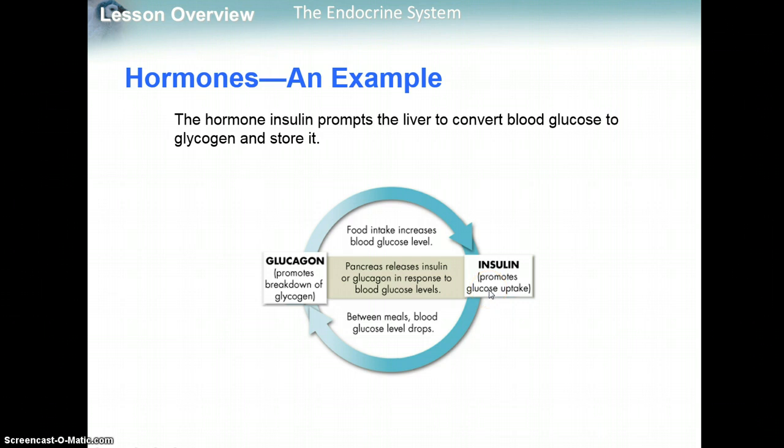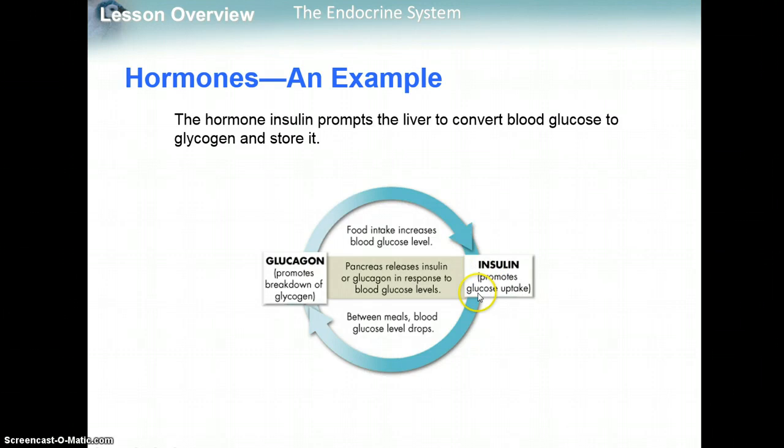So your cells are now going to be taking up the glucose that's in your blood. Okay, so you digested your food and released glucose into your blood. So now you have all this glucose in your blood. Insulin helps cells get that glucose into their cells to do their cellular respiration or metabolic functions.